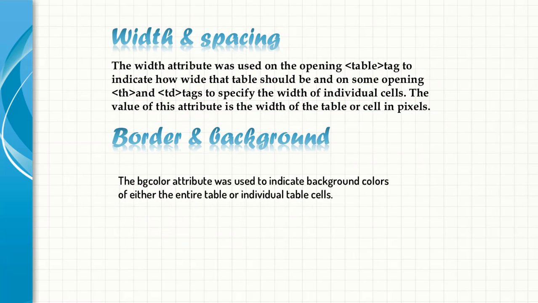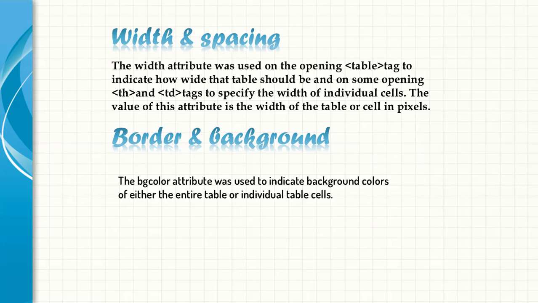So you can set the width and the spacing in the table. The width attribute is used in the opening table tag to indicate how wide the table should be. On the opening th and td tags, it specifies the width of an individual cell. The value of the attribute is the width of the table or a cell in pixels. And the border and the background.